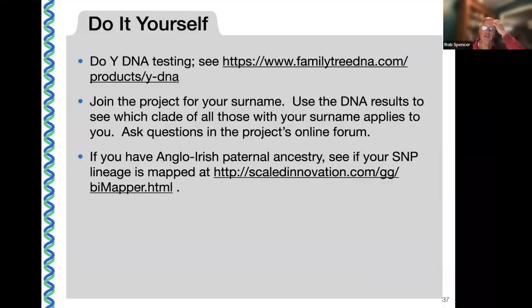So do it yourself. If you want to do this kind of thing, there's no guarantees. It all depends on luck, on other people doing DNA testing. But we're really in a golden age of DNA testing. So there's more data than ever. It's doubling every few years.